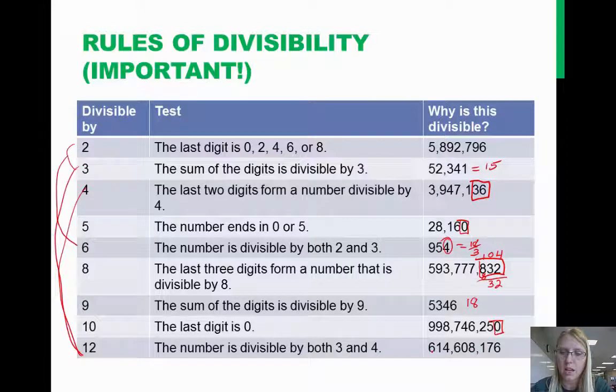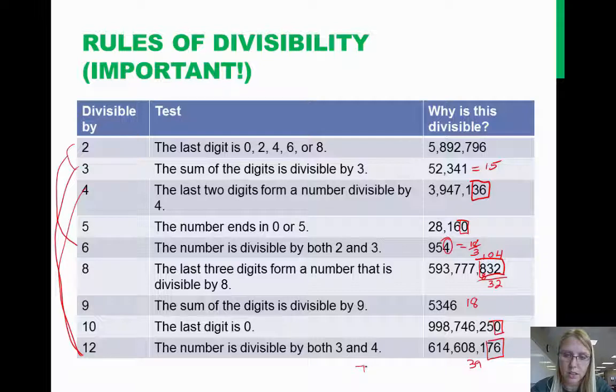So let's do that. 6 plus 1 is 7, plus 4 is 11, plus 6 is 17, plus 8 is 25, 26, 26 plus 7 is 33, and 33 plus 6 is 39. Is 39 divisible by 3? Yes, it is. Okay, now we know it's divisible by 3, but we want to look at the last 2 digits and see if that's divisible by 4.